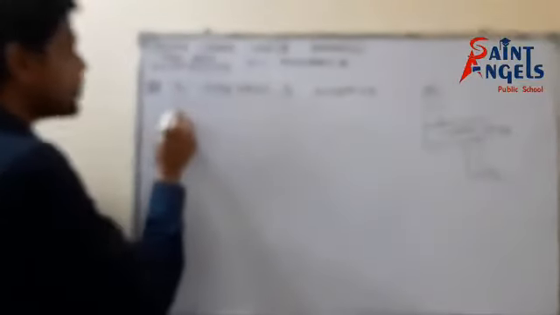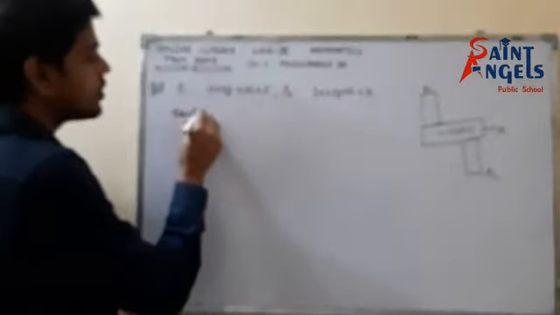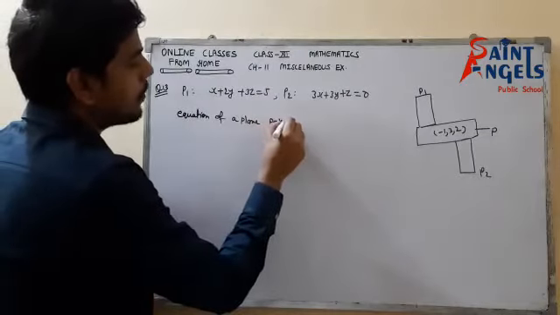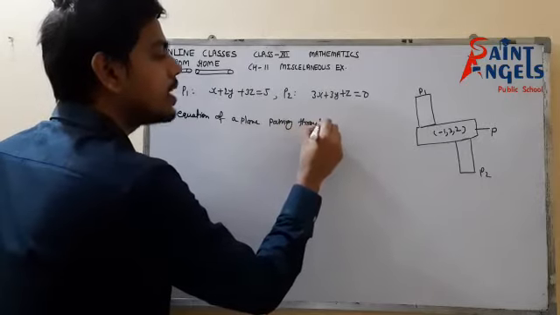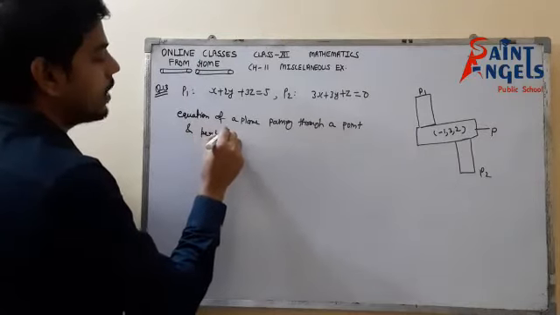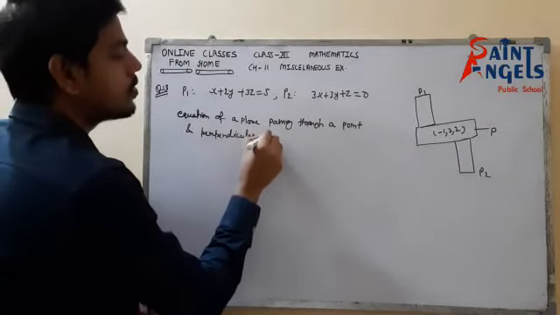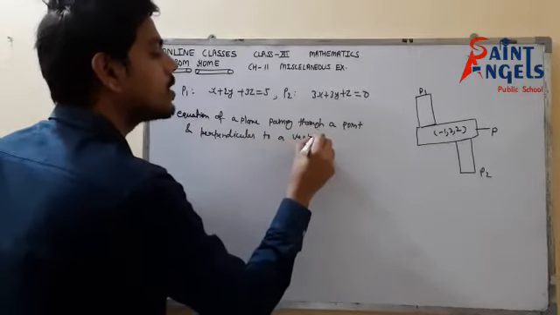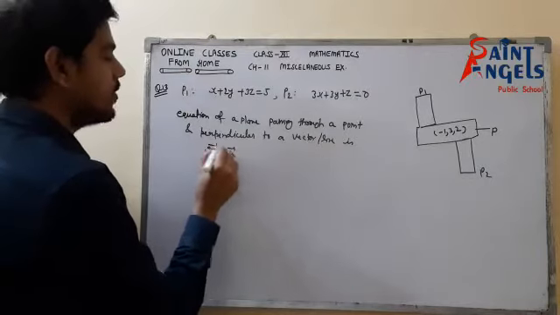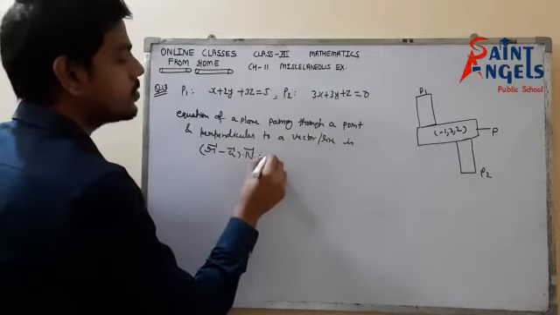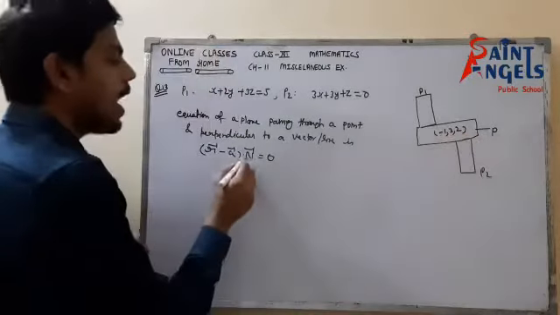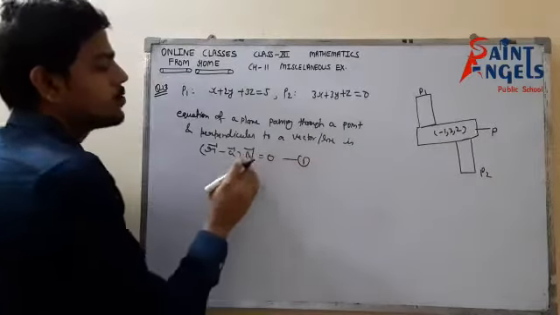Now the equation of a plane passing through a point and perpendicular to a vector n is (r vector minus a vector) dot n vector equals 0. So I have a vector, this is minus i plus 3j plus 2k, but I don't have n vector, so that I have to find.